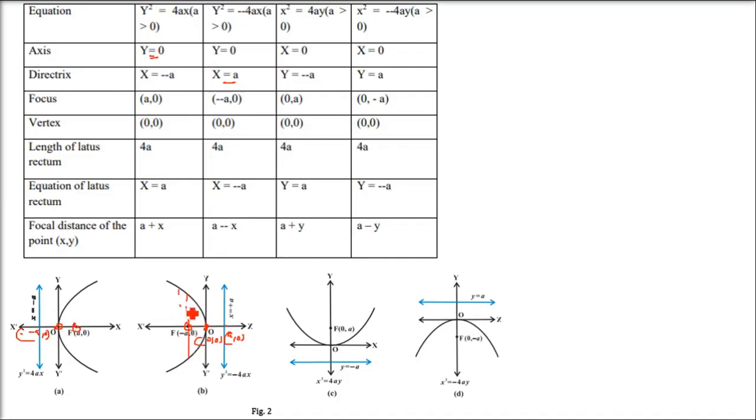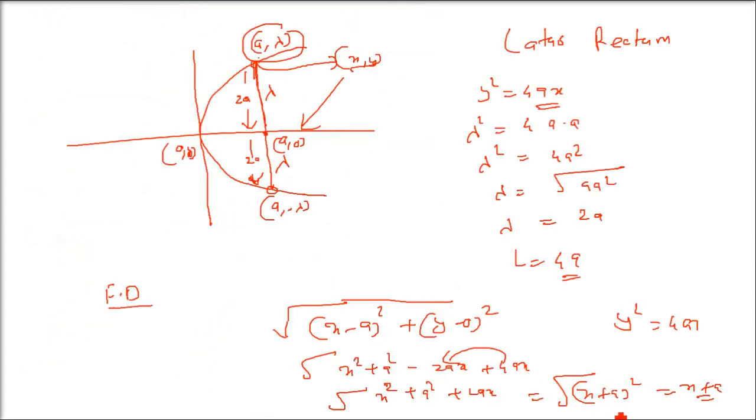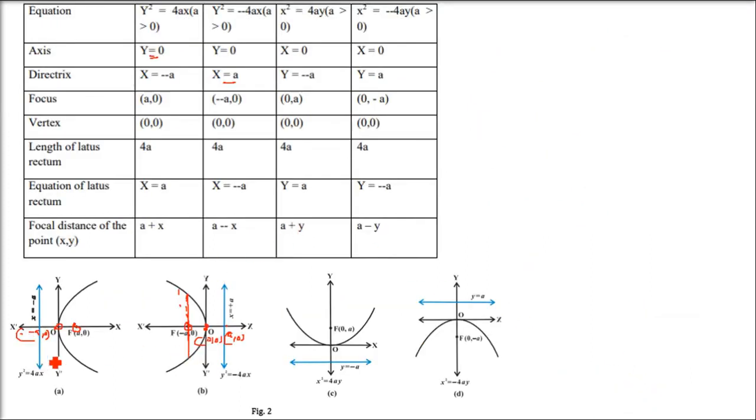So this will be 4a, and we have already proved it also. Now what is the equation of the latus rectum? x equals a, x equals minus a. That is positive on the positive x-axis, a line parallel to y, and the same on the other side. So what is the focal distance? We have already seen this: a plus x. Now you can just change the scenarios. Same concept you are going to use. So a plus x and a minus x will come.